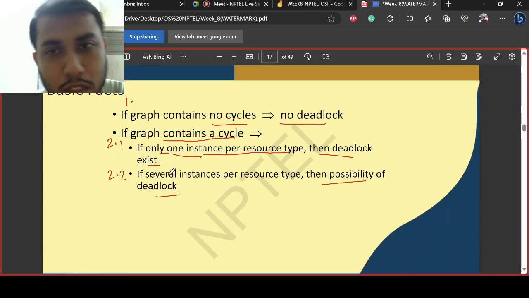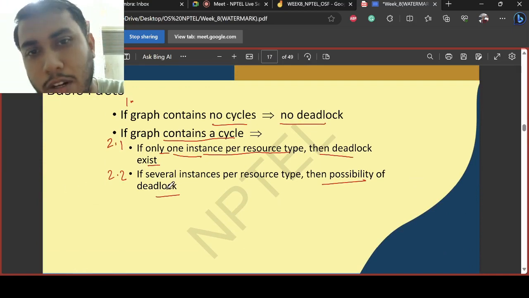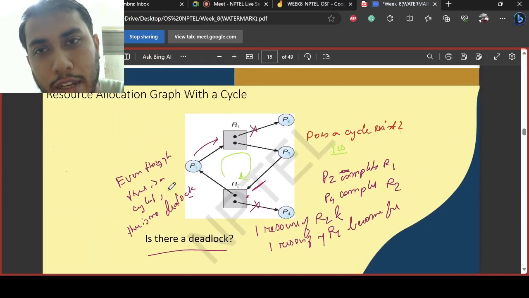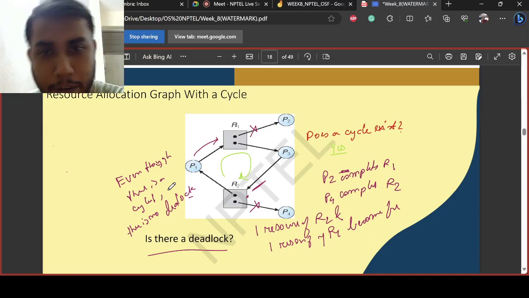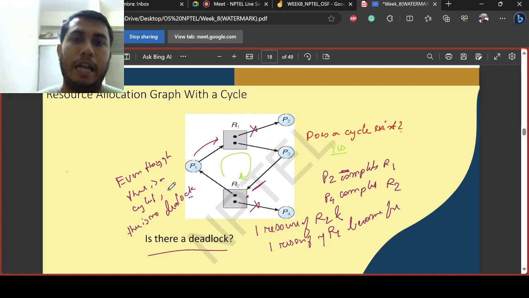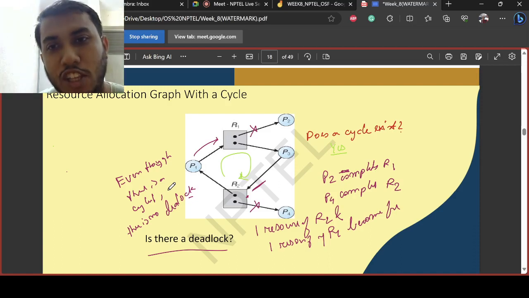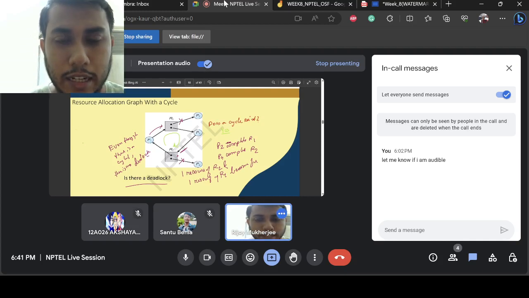This condition, that if there are several instances per resource type, then there is a possibility of deadlock. So there was a possibility of deadlock, but as you can see, there is no deadlock in there, even though there is a cycle, right? If there is no cycle, that means there is no deadlock. But if there is a cycle and there is a single instance, then there is a deadlock. But if there is more than one instance, then there may be a deadlock. And we saw here that a deadlock does not exist even though there is a cycle. Okay. So any doubt regarding this graph and how we described that it doesn't have a deadlock?